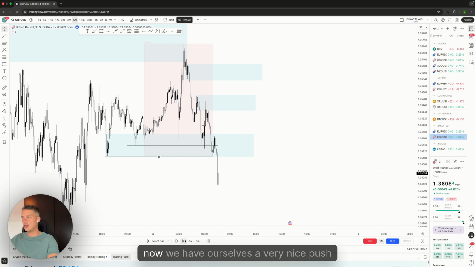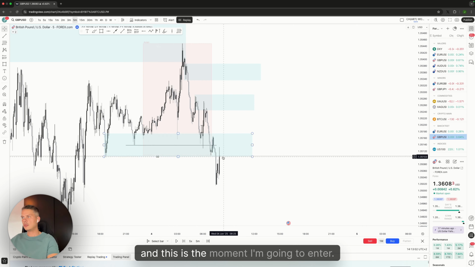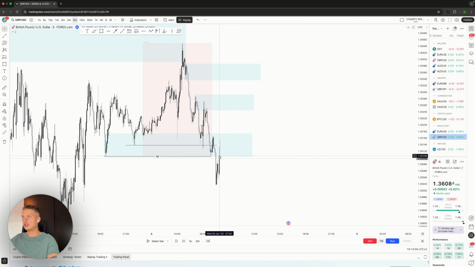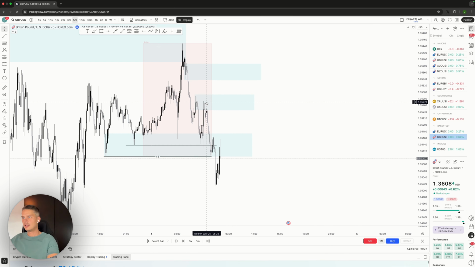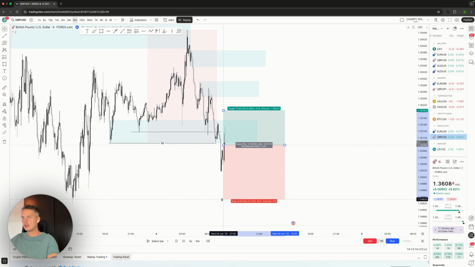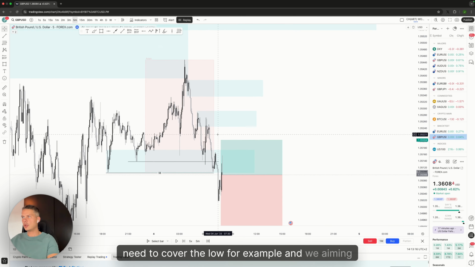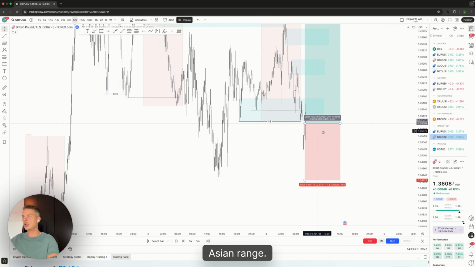All right, now we have ourselves a very nice push. And this is the moment I'm going to enter. Price played a little bit forward, but let's put the long in. Let's argue that we entered over here. We need to cover the low, for example, and we're aiming for a 1 to 2 risk to reward, which is on top of the Asian range.